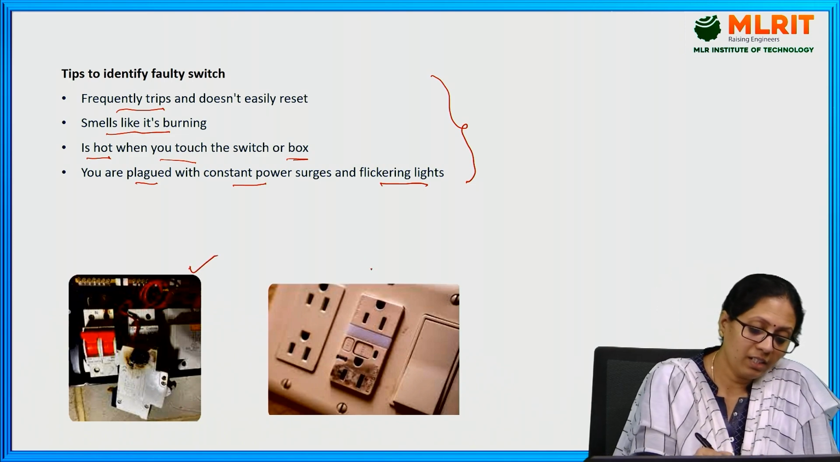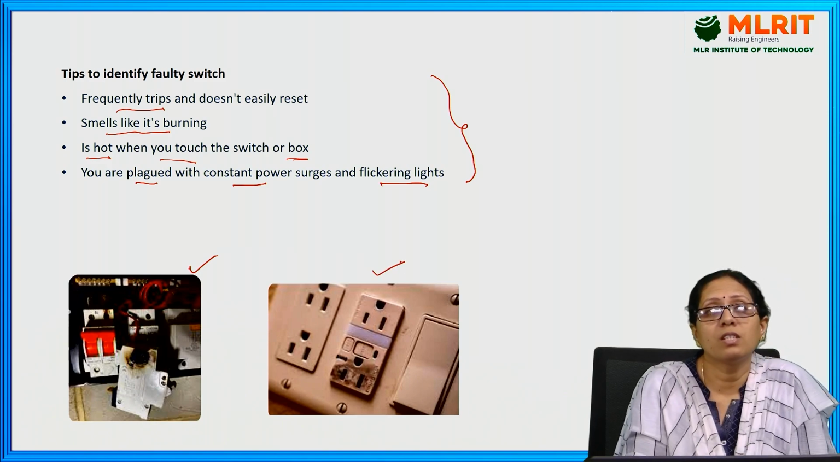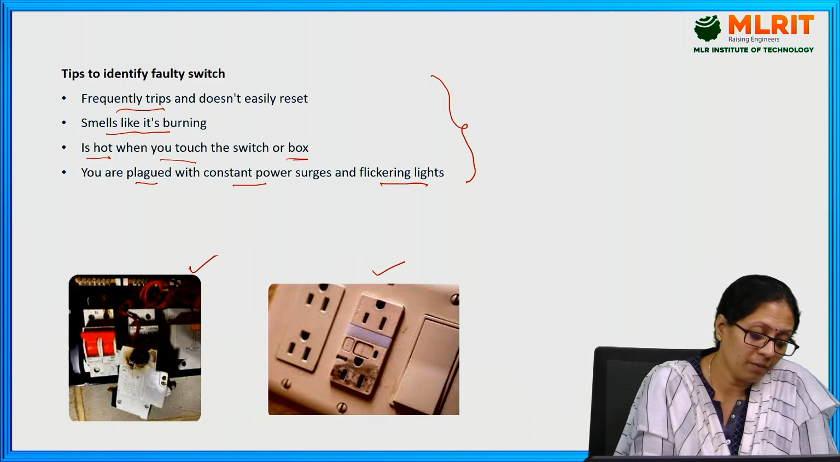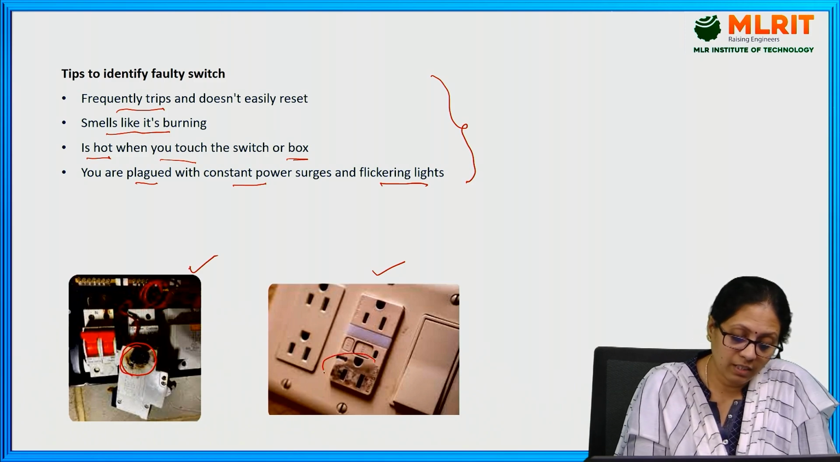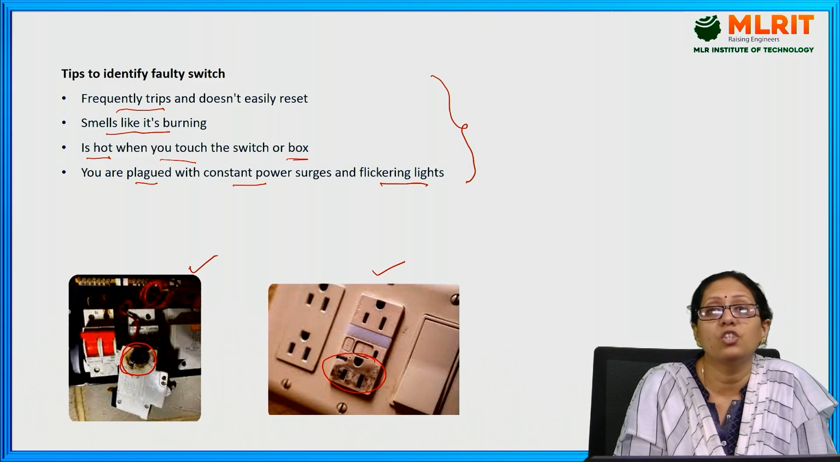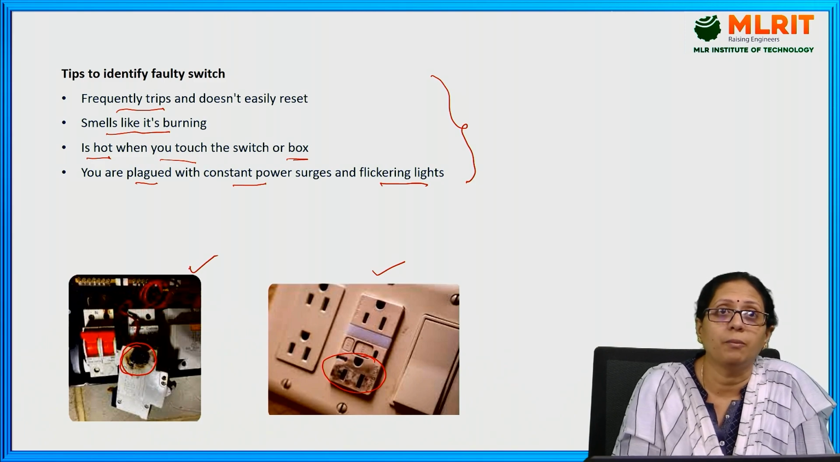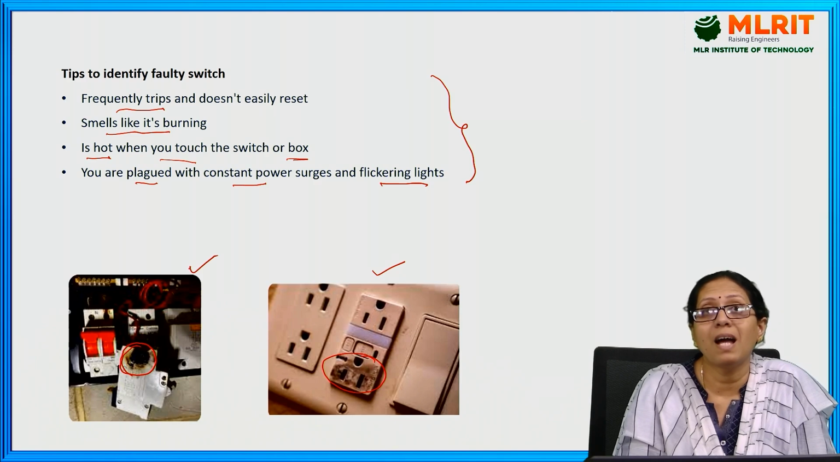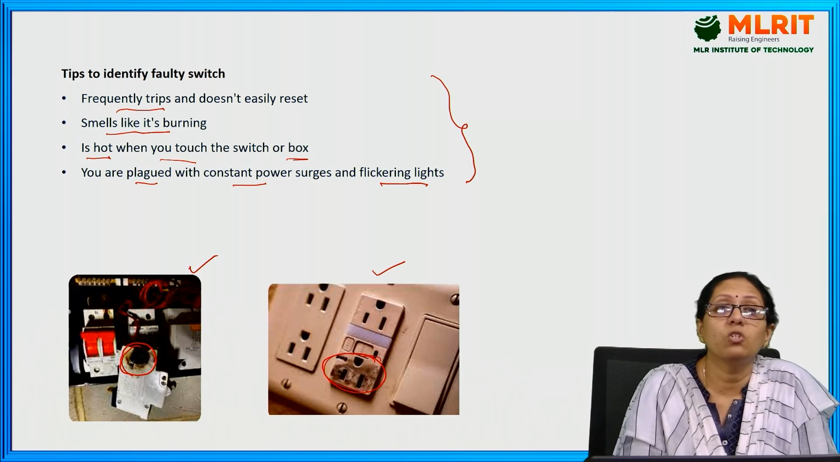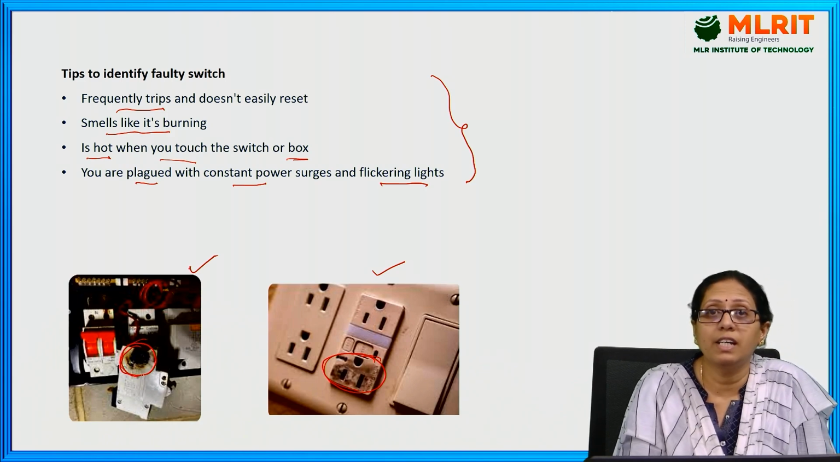Here you can see two different pictures which show the fault. Here you can see the MCB has been burnt, and here the switch color has changed due to the burning. While burning, some kind of burning smell will come, and you can see these dark spots on the switches as well as on the MCBs. This is one of the indications of a faulty switch.